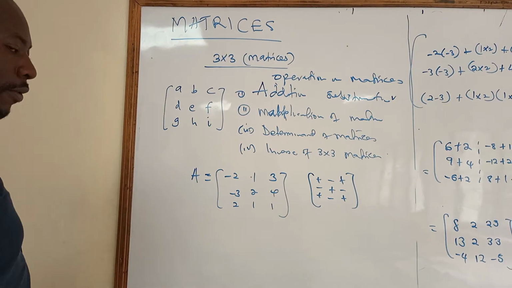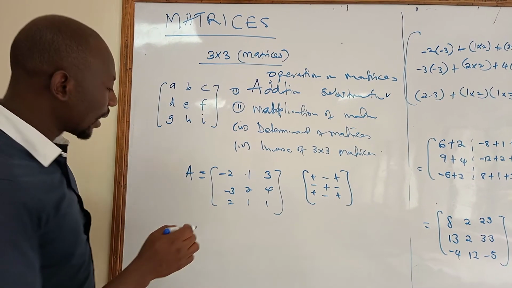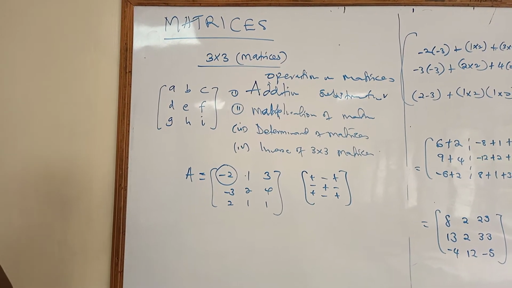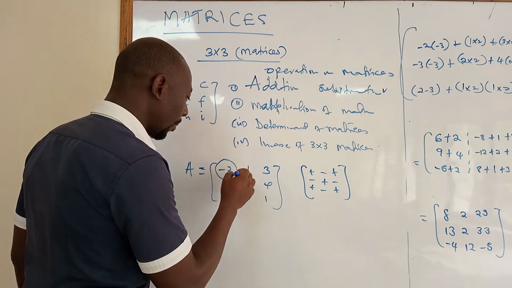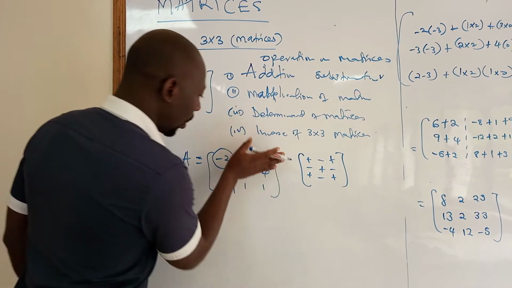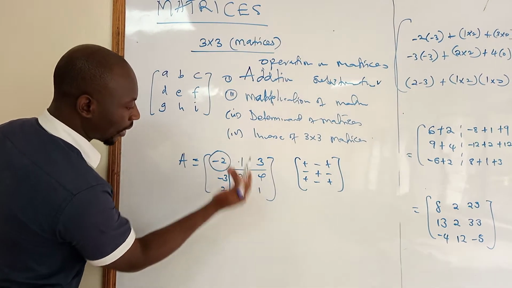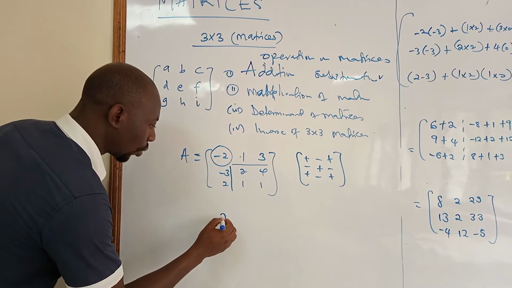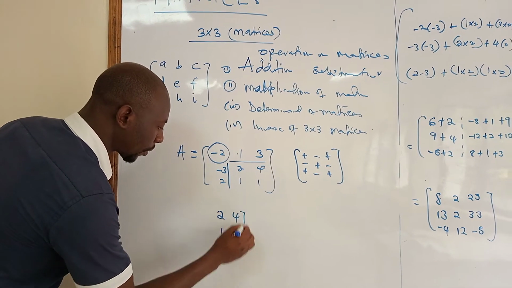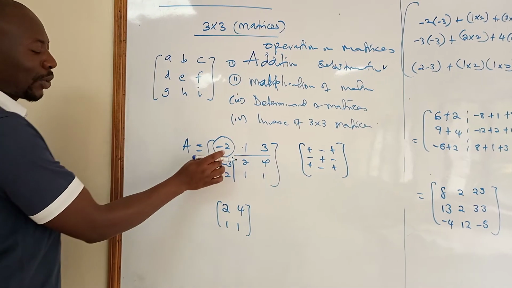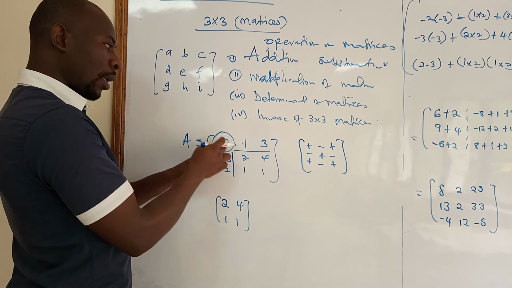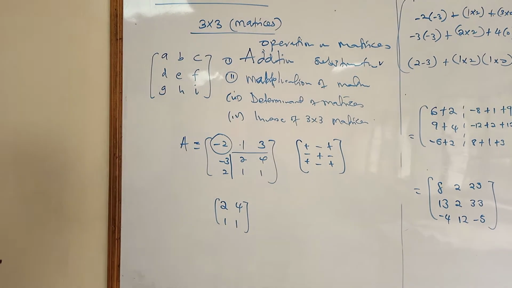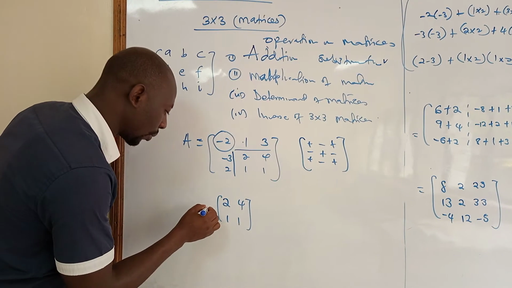So let's get the determinant of matrix A. To do that, you start at the first element, negative 2. You close the column and the row where negative 2 is. You end up remaining with a 2 by 2 matrix. So that is what you write: 2, 4, 1, 1. That's a 2 by 2 matrix. Then you take this element here, multiply by its sign, that is negative 2 multiplied by the positive sign, it will still remain negative 2.